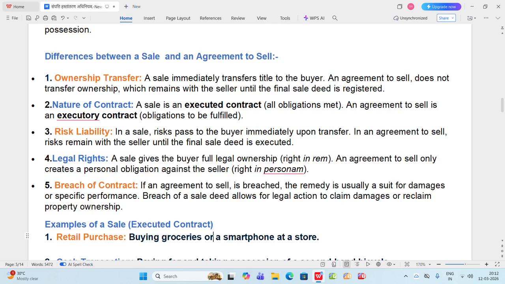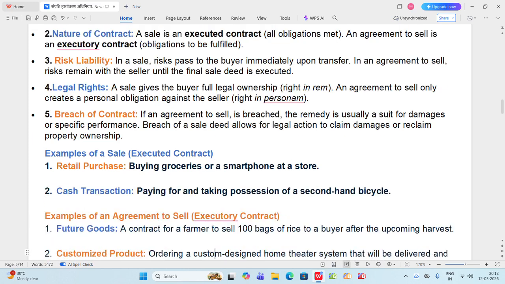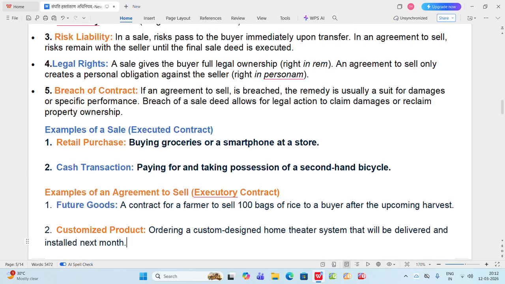Now we are coming to some related examples to make you understand better. Now the examples of sales, which is an executed contract, means all formalities have been completed. So what may be the examples? Retail purchasing. Suppose you are buying grocery or a smartphone at a store. When you buy grocery or a smartphone, you have to pay money. So this is an immediate transaction. So it comes under sale.